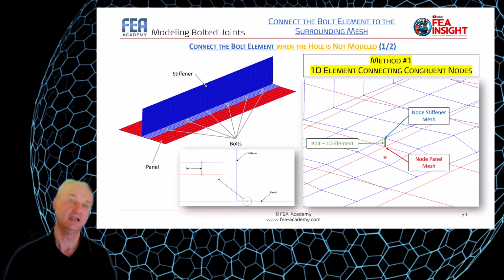Okay, so at the end, it will be very easy to create a 1D element connecting directly the two nodes, one node stiffener side and another node mesh side. This is the first method. It is the method of the congruent nodes. So keep in mind, in order to apply this method, you absolutely need to know when you create the mesh where the bolts are. And if you change the location of the bolts, you will have to adjust the mesh in order to make sure that the nodes are aligned with the new location of the bolt.